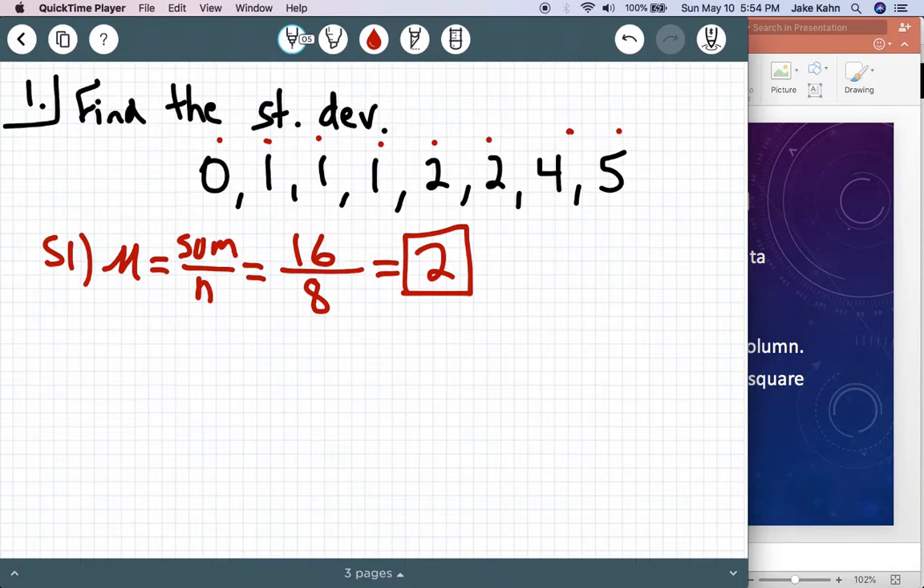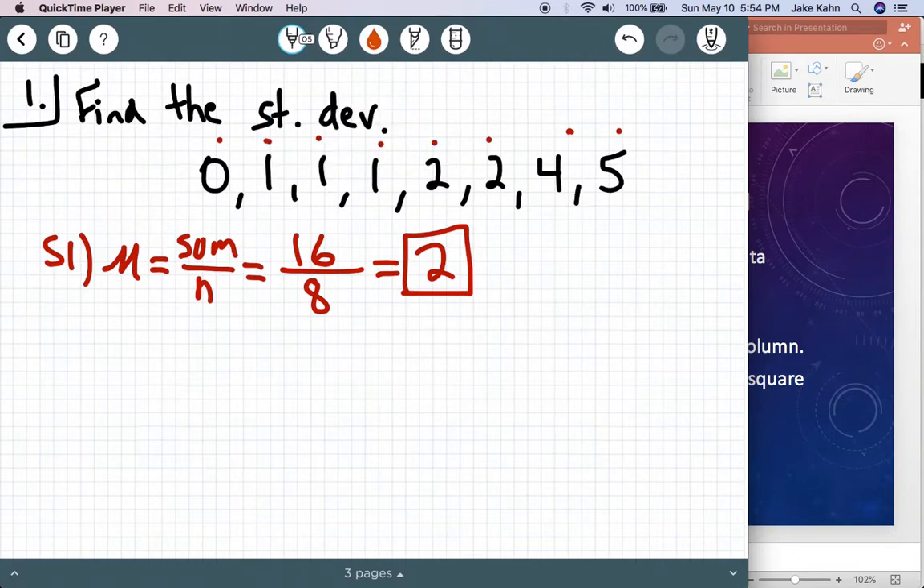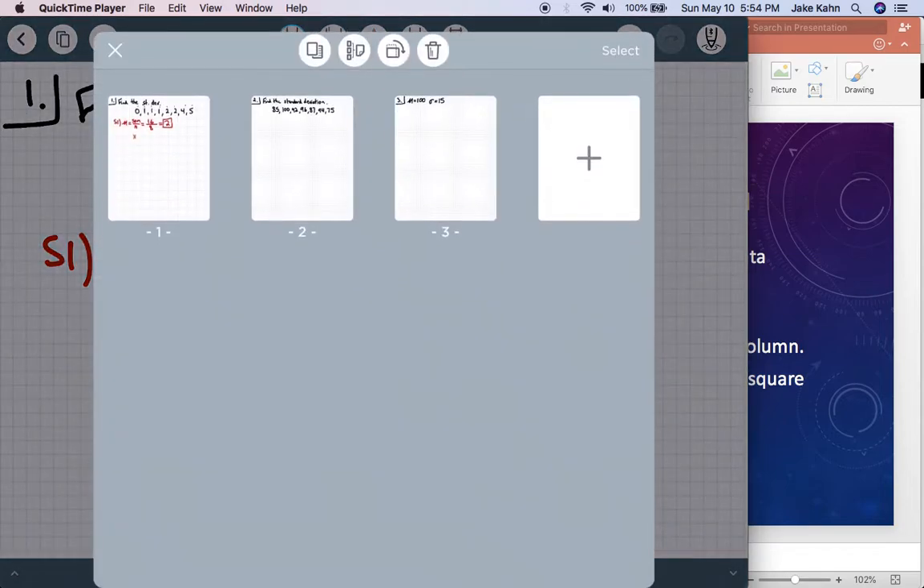Let me look at my list here. Step 2 says create a 2-column table, and you are going to list your data points in the first column. All right. So I am going to do that in a different color, orange. And I'm wondering if this is going to be big enough. I think I might create a new page here, just so I don't have to cram it in.